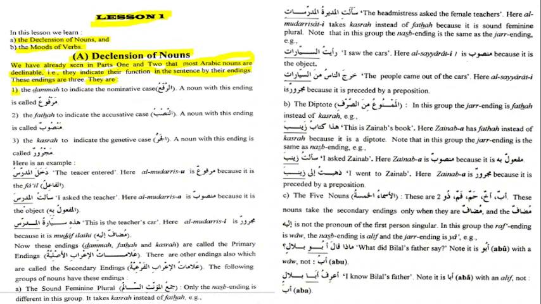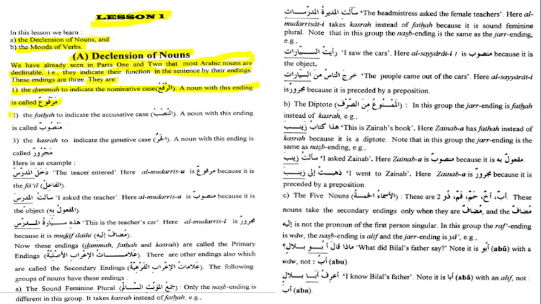And the first ending that the noun can be in is to end with a dhamma. And this will indicate the nominative case, that is a rafa. And this is talking about, of course, the asliya ending. A noun with this ending is called marfu'. So the actual act is a rafa, and the noun is marfu'. That is the noun that finishes with a dhamma, which is the sign of rafa'.